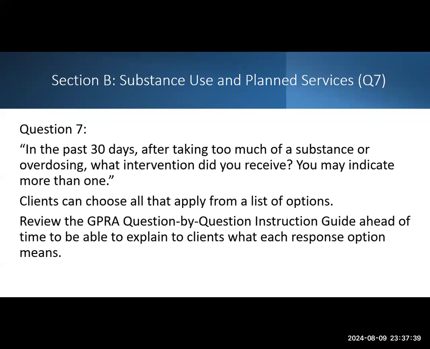For question 7, it asks, in the past 30 days after taking too much of a substance or overdosing, what intervention did you receive? You may indicate more than one. And then you'll be given a list of options to read to the client, and they can choose all of them that apply, such as naloxone or Narcan, care in an emergency department, care from a primary care provider, admission to a hospital, supervision by somebody else, something other, and if the answer is other, they would specify, or refused.